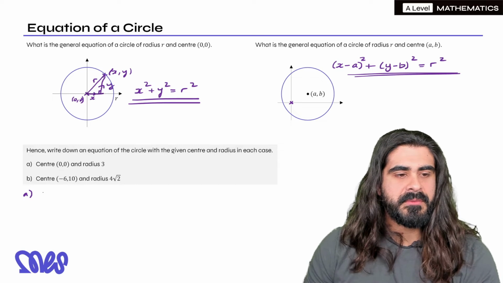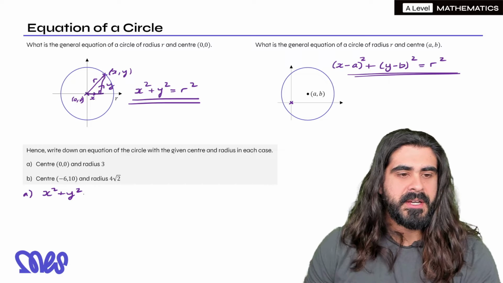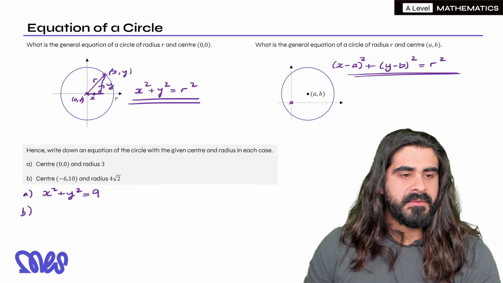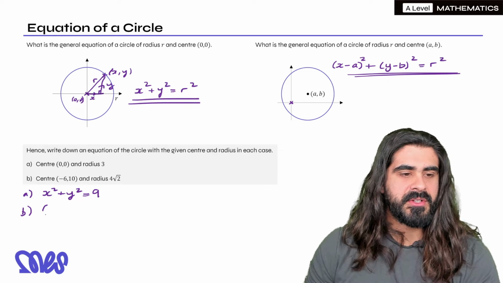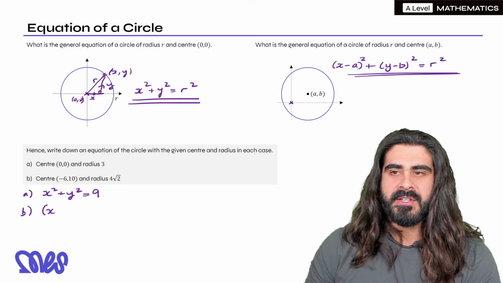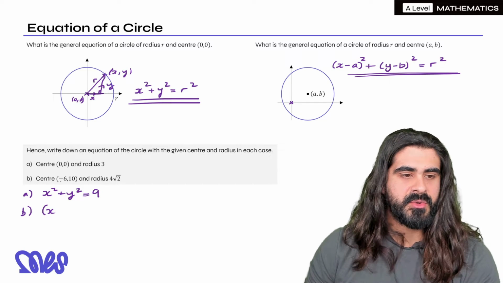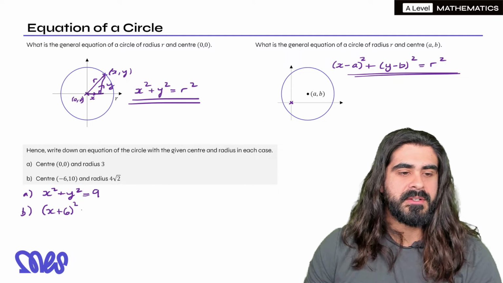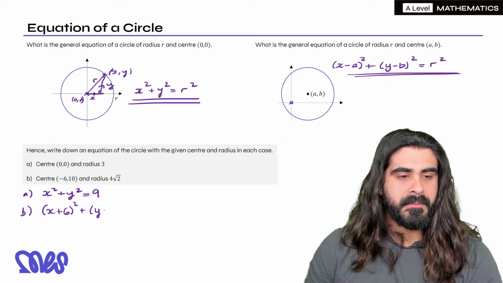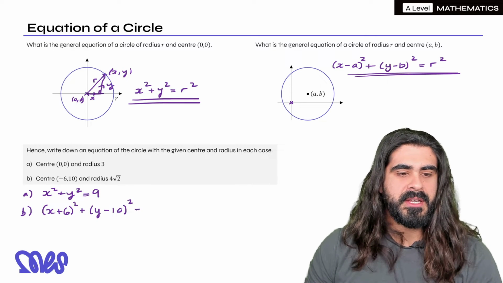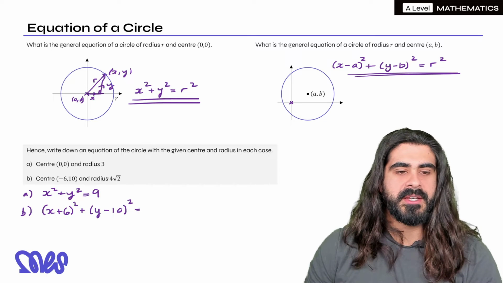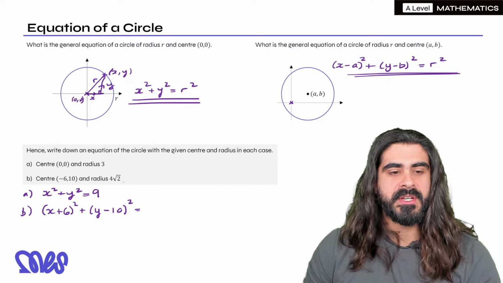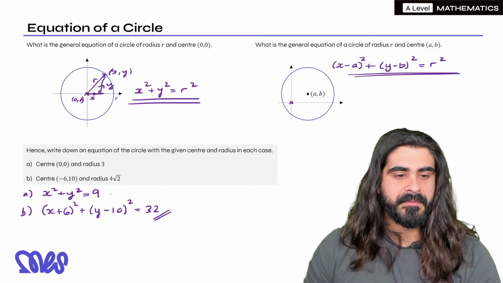So if we have center 0, 0, it's going to be x squared plus y squared, and then the radius is 3, so we square that to give us 9. Then for center minus 6, 10, we're going to get x. Now remember, it's x minus a. The x coordinate is minus 6, so it becomes x minus minus 6, which becomes x plus 6 squared plus y minus 10 squared equals 4 root 2 squared. Now, when we square that, we square 4, which is 16. When we square root 2, we get 2, so it's 16 times 2, which is 32.